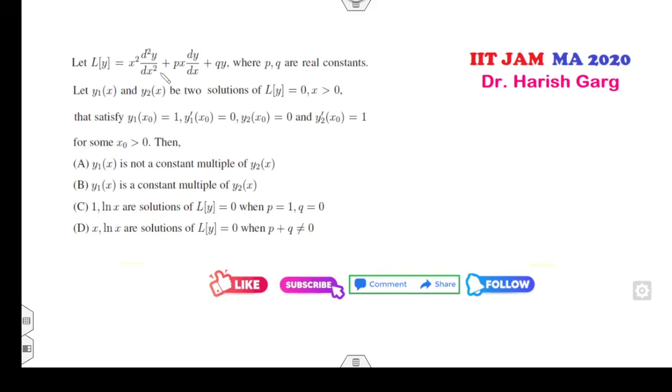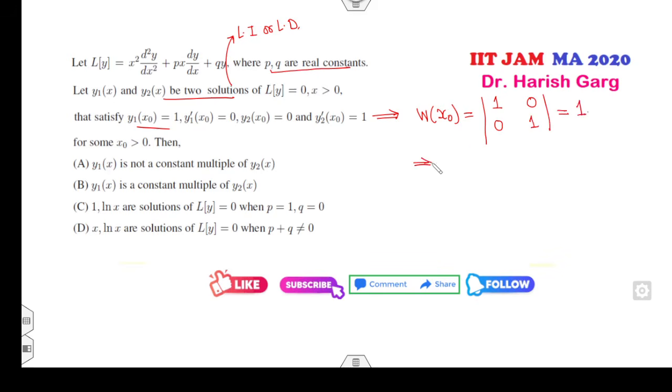L of y equals x square y double dash, p and q are real constants, y1 and y2 are the solutions. It may be LI or it may be LD. So now if you get this point, you can find the Wronskian at the point x naught: y1 dash 1, y1 dash 0, 0 and 1. The Wronskian is positive. So once the Wronskian is positive, that means it is non-zero.